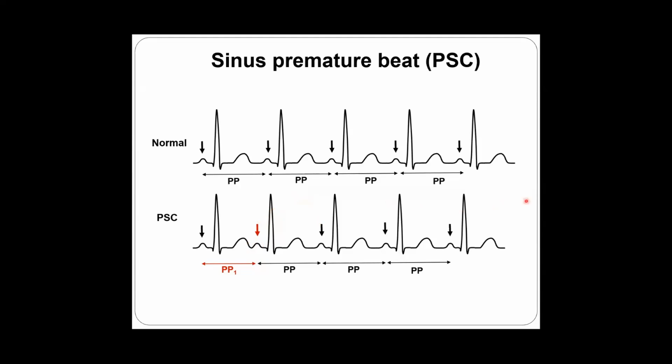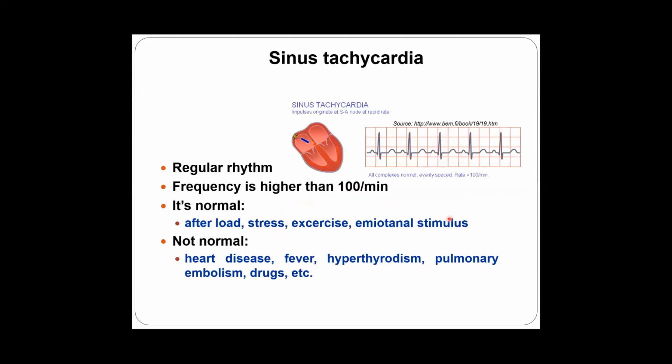Okay, yes, sinus tachycardia. Very similarly, we have P waves, all identical, negative in AVR, positive in lead number 2, the shape is the same, but it's faster than 100. This can be normal, but can be pathological as well. If you are in stress or if you exercise, or have any kind of emotional stimuli, you can have sinus tachycardia. But it can be abnormal, for example, if you have some kind of disease, fever, hyperthyroidism, embolism, or drugs, a lot of other things that can cause sinus tachycardia.